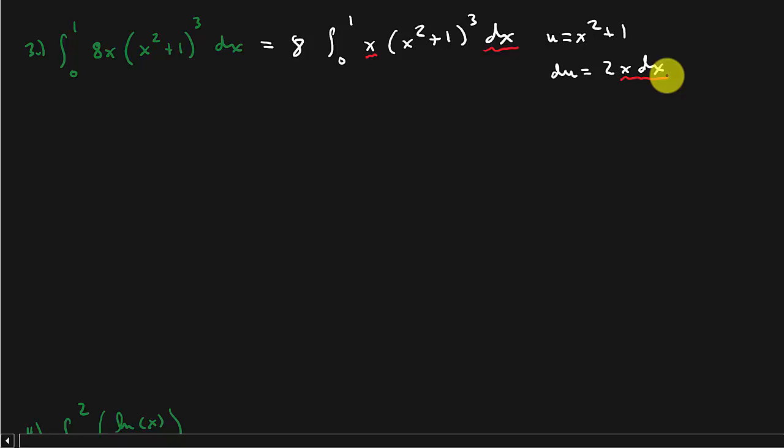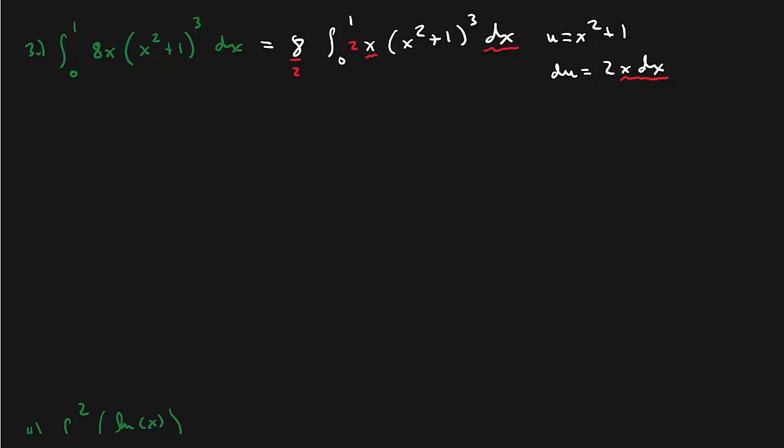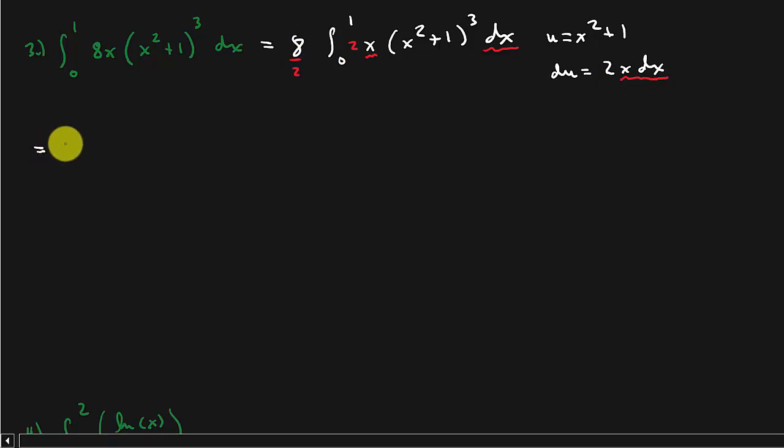So you can see we've got the x dx, but we need a 2. So we need to multiply by 2. So that means we need to come outside and divide by 2. And so this is going to be 4 times the integral. And the x squared plus 1, I'm going to replace that with u. So that's u cubed. And then the 2x dx, I'm going to replace with du. And then I'm going to go from 1 to 2.